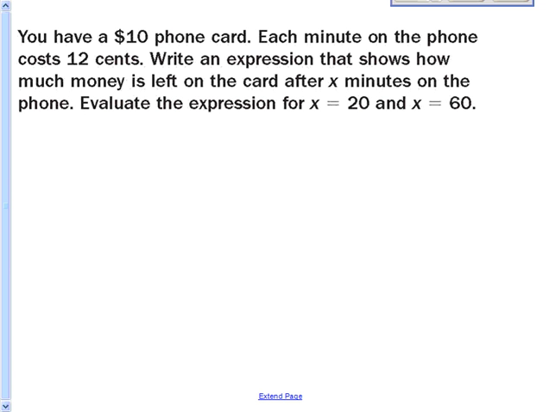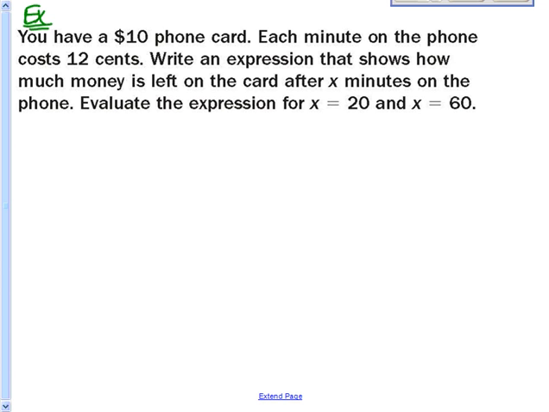Let's get to our last problem here. Let's do a story problem. By the way, we're writing and evaluating a real-life model here. I forgot to put this as an example. You have a $10 phone card. Each minute on the phone costs you 12 cents. Write an expression that shows how much money is left on the card after x minutes on the phone. Evaluate the expression for 20 minutes and then for 60 minutes.